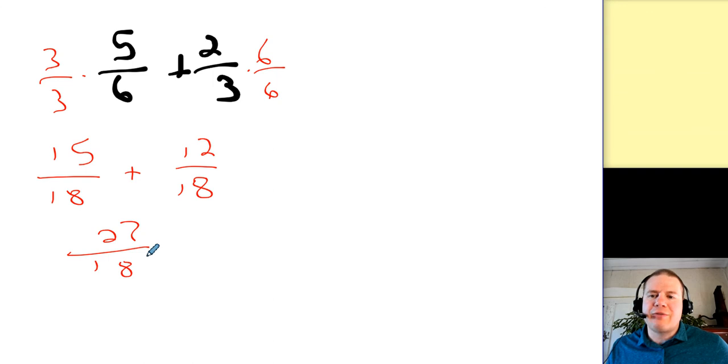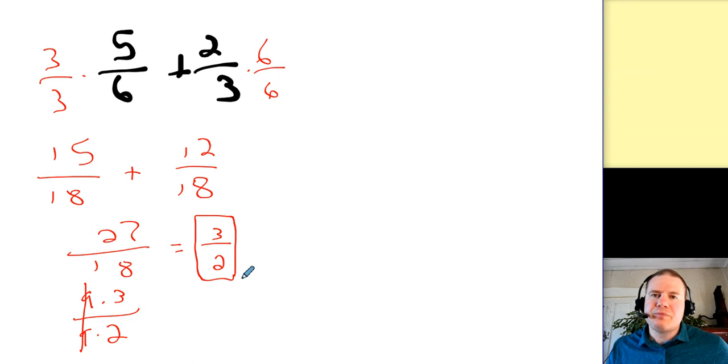I can factor this. 27 is 9 times 3. 18 is 9 times 2. So we get 3/2. Now, for this example, I was trying to use small numbers to not overwhelm you from the beginning. 27 and 18 aren't so bad, right? Factoring those, I hope, wasn't too troublesome for you. But there's still an easier way.